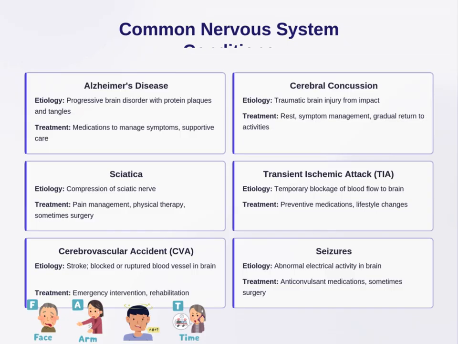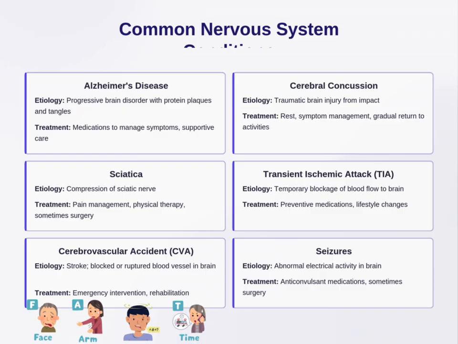Sciatica, for compression of the sciatic nerve. A TIA, which is a transient ischemic attack. That's what people like to call a mini stroke. But it is a temporary blockage to the brain blood flow, which oftentimes is worrisome because it can lead to a stroke, or a cerebrovascular accident, or CVA. That is where there is reduced blood flow to the brain based off of a clot in the brain or a ruptured blood vessel in the brain, which causes a hemorrhage in the brain.